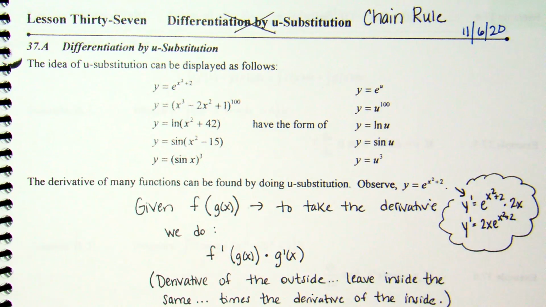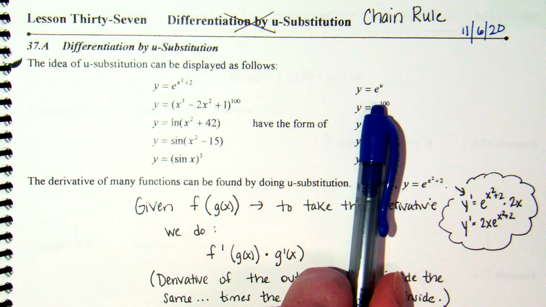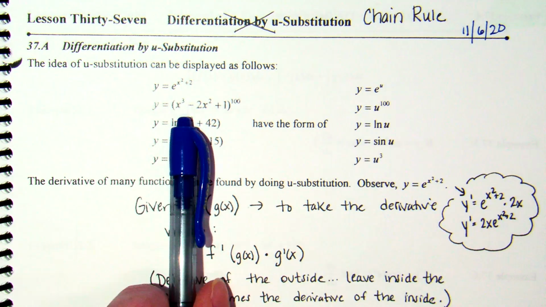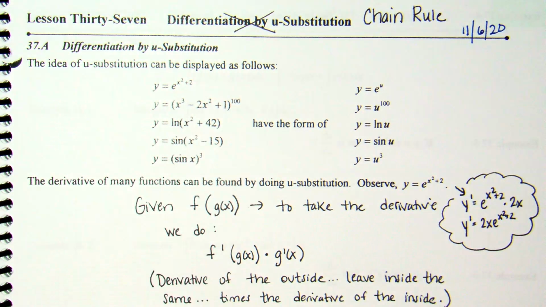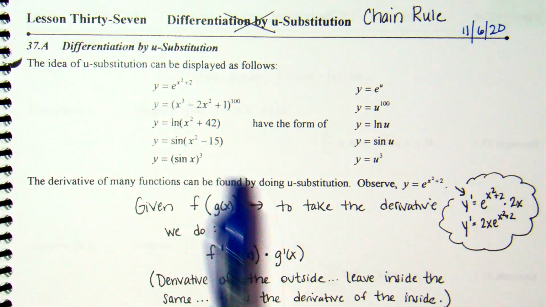Given f of g of x, so given where you have one function plugged into another function, to take the derivative, this is what we do. We're going to do the derivative of the outside function, keeping the inside the same, and then multiplying that by the derivative of the inside function. So that's what this is saying: the derivative of the outside, so f prime of g of x, times g prime of x. In words, the derivative of the outside function, keeping the inside the same, and then multiplying by the derivative of the inside. That's the gist of what we're going to be doing here.